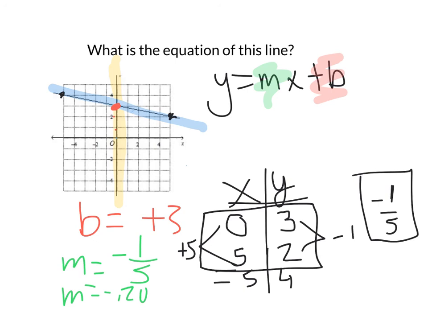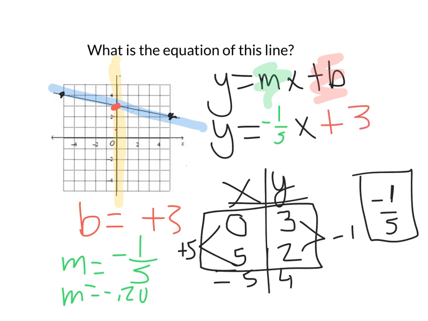Okay, so now all I gotta do is just build my equation. Again, output is equal to the slope times the input, and the slope here is negative 1/5, and then my y-intercept here is positive 3.